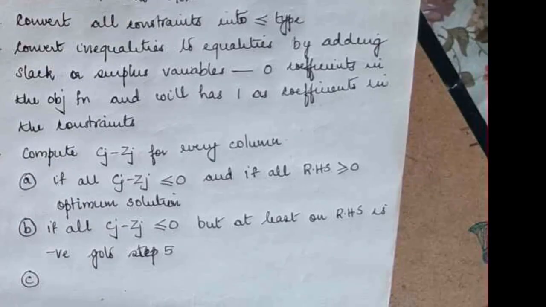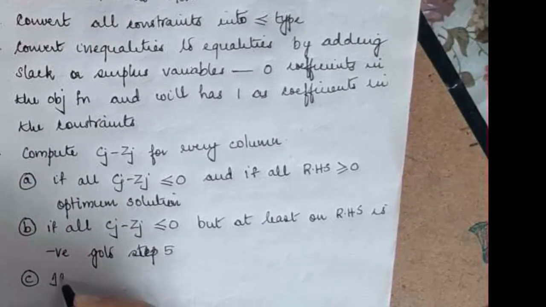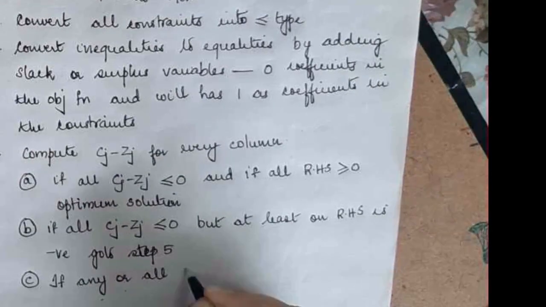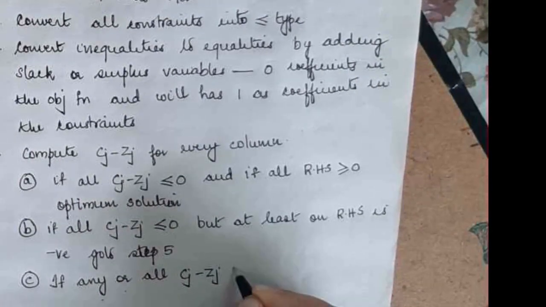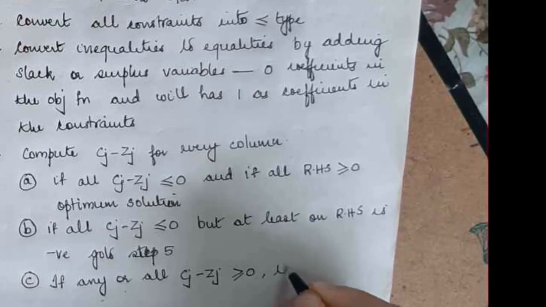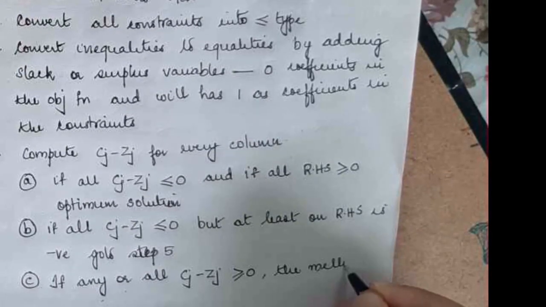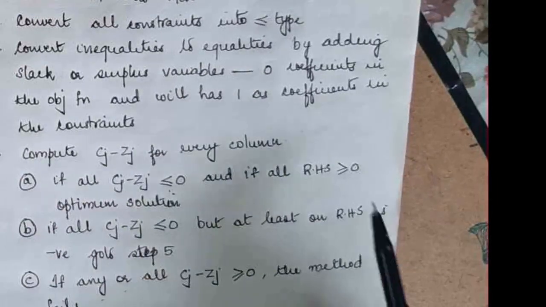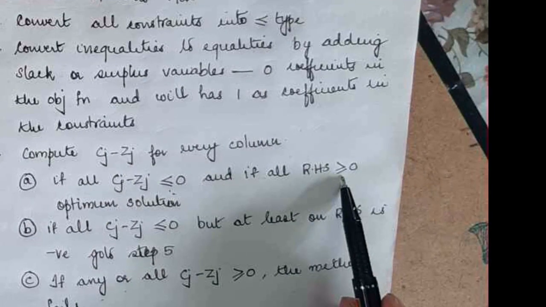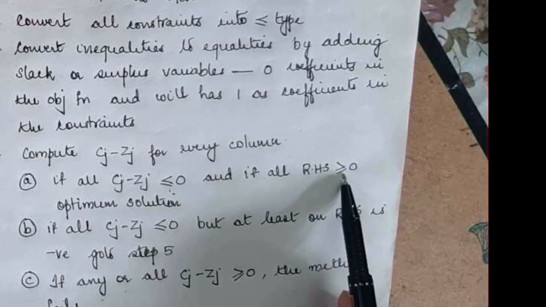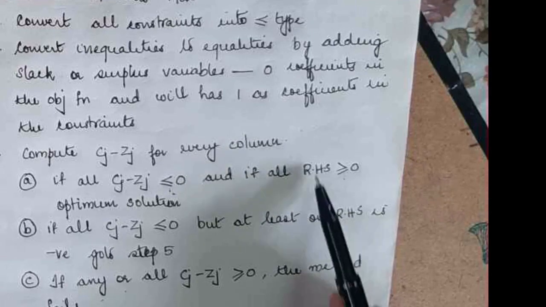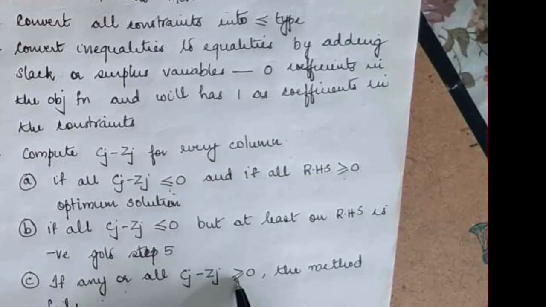Again, the third condition: if any or all Cj minus Zj is greater than or equal to 0, then the method fails. The stopping condition should be less than or equal to, along with the ratios being all positive. Okay, this is all less than or equal to 0 and this is all greater than or equal to 0. If anything is negative, you have to do a certain procedure to make this all positive. Now, if Cj minus Zj is all greater than or equal to 0, then the method fails.